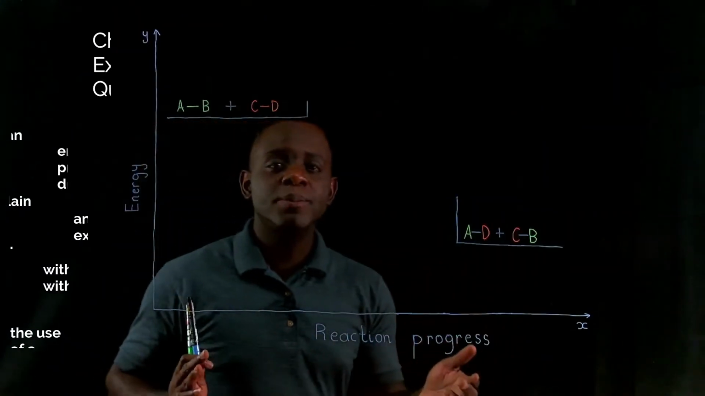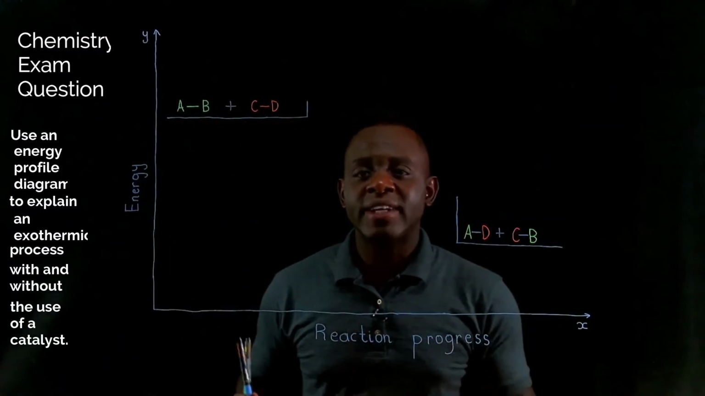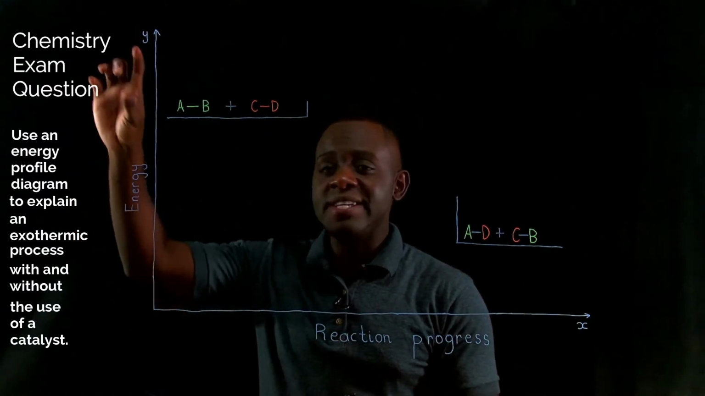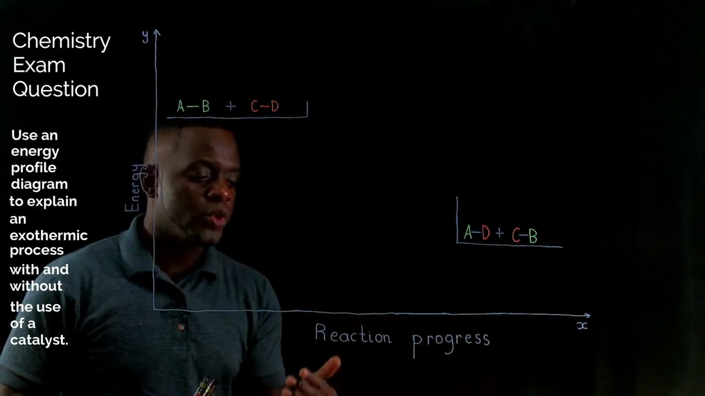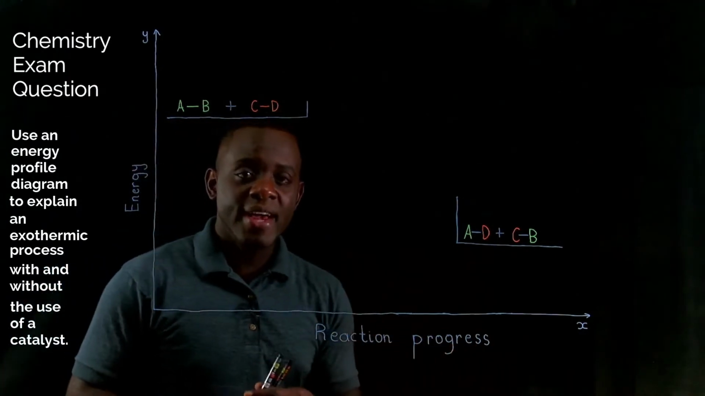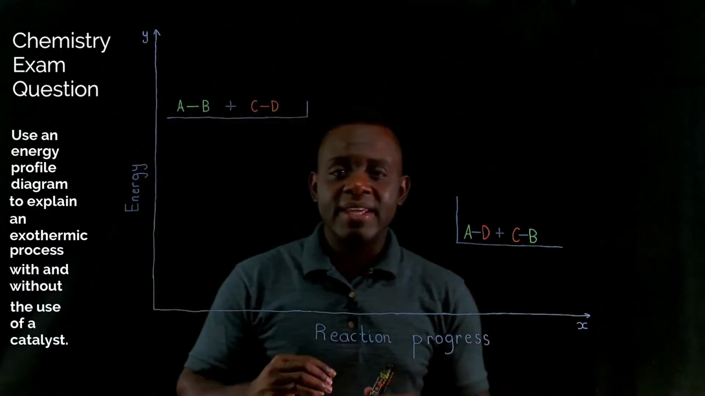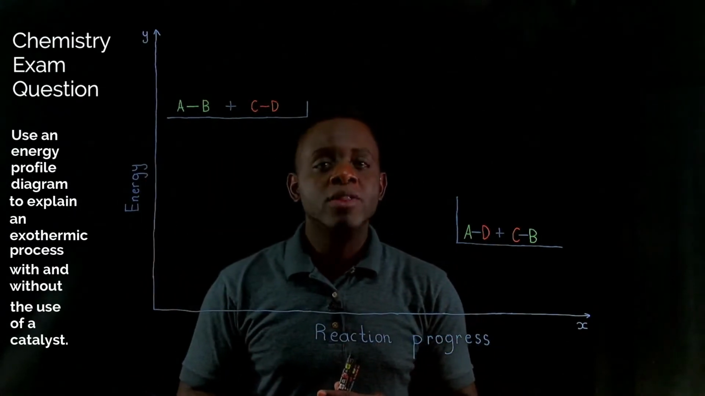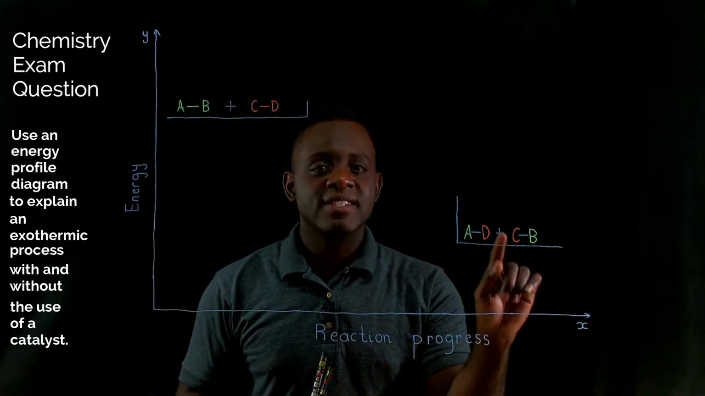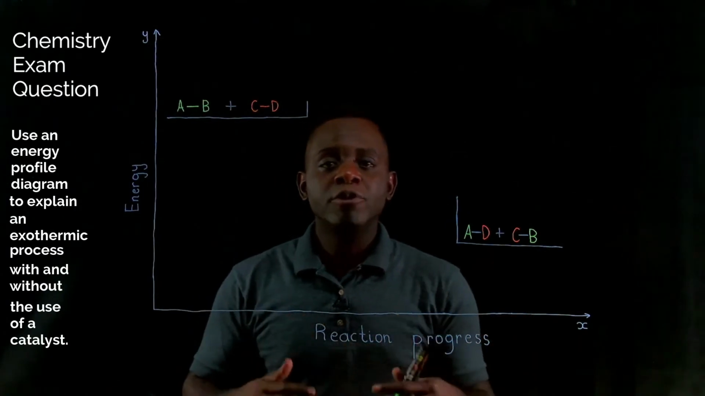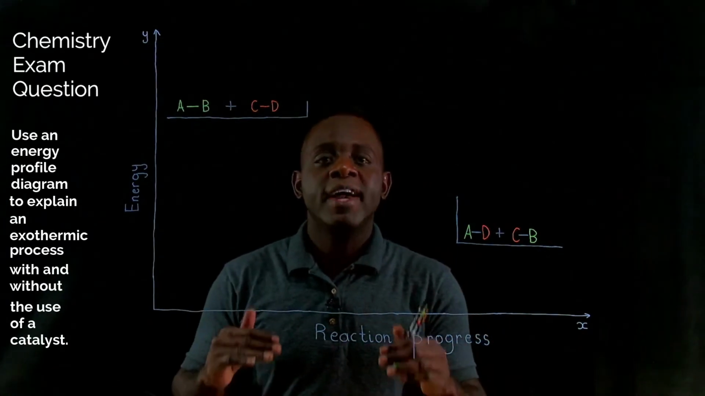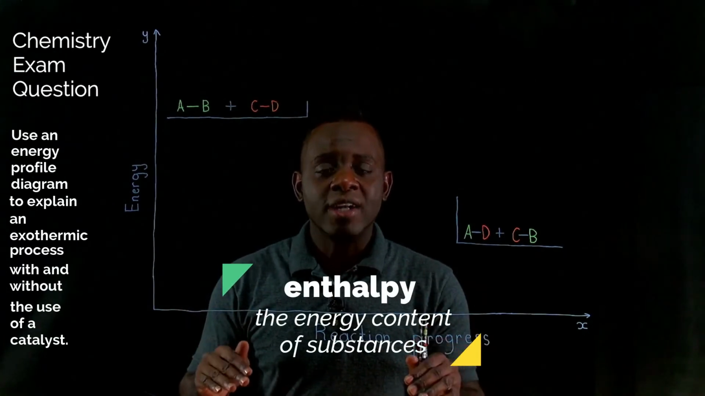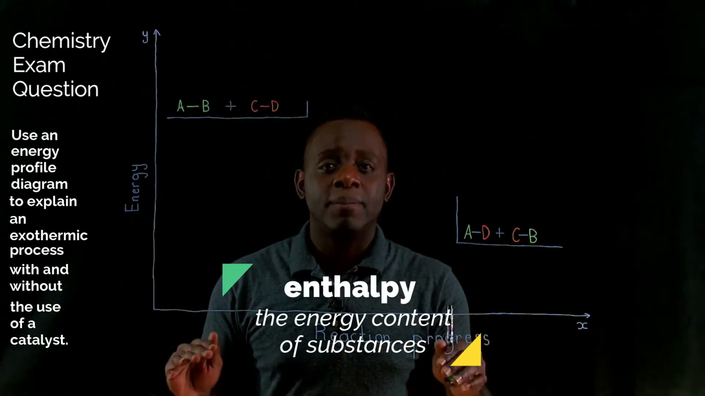Let's use this energy profile diagram to illustrate an exothermic process where the y-axis shows energy increasing, the x-axis shows reaction progress, and the reaction taking place is between the reactants AB and CD, which are forming the products AD and CB. Now, every chemical will have energy within them, and that energy content of chemicals is known as enthalpy.